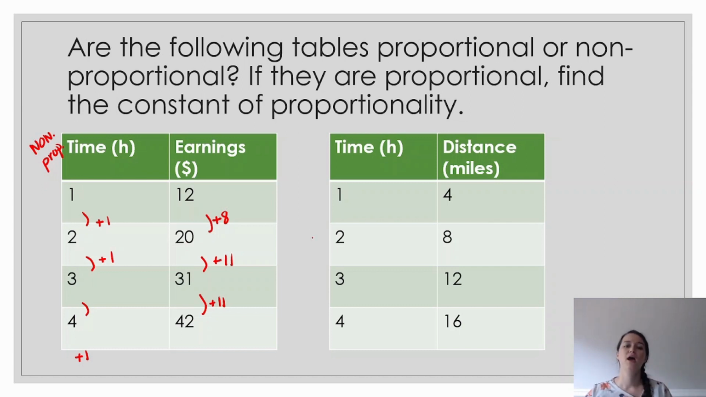That's okay. All right, and then I have my time and my distance on my second table. Again, 1, 2, 3, 4. Those all go up by 1. So far, so good.